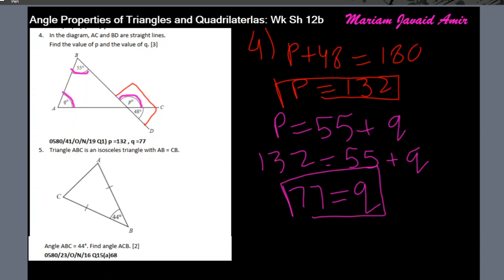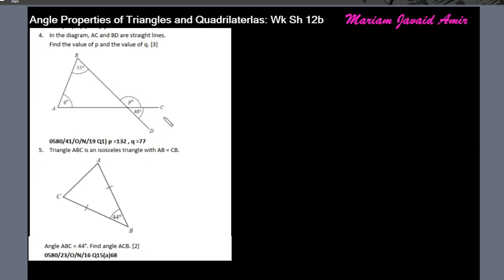Question number 5. The triangle ABC is an isosceles triangle with AB equals BC, angle ABC is 44. Find angle ACB. So it's a pretty easy question.